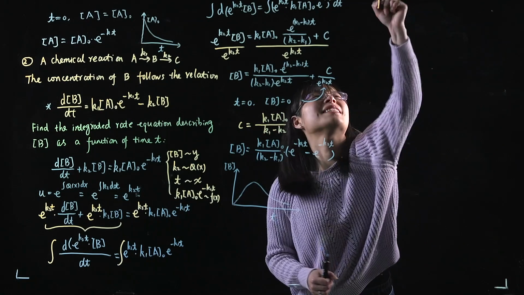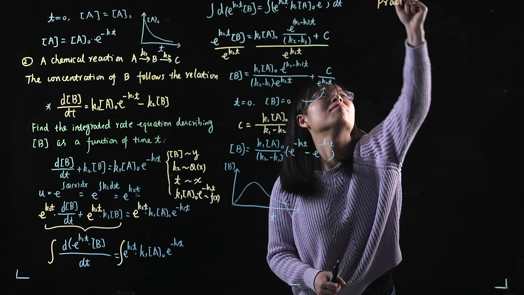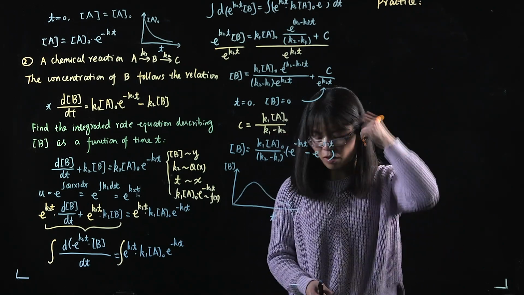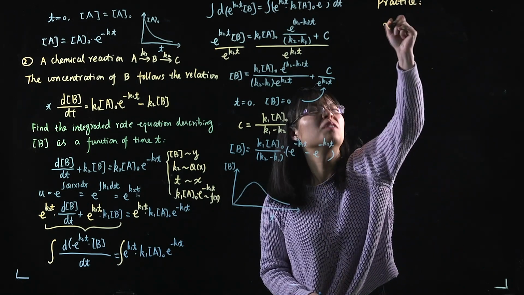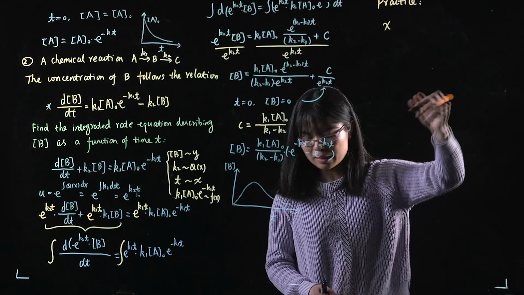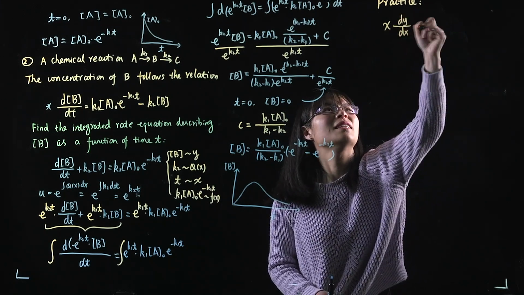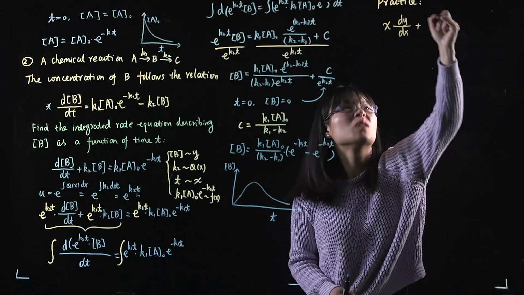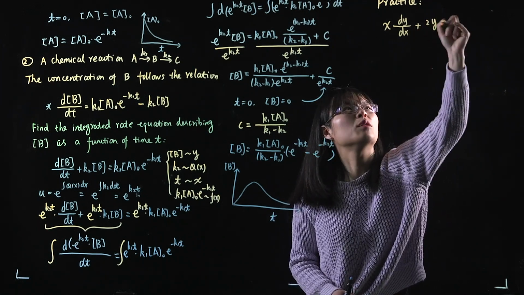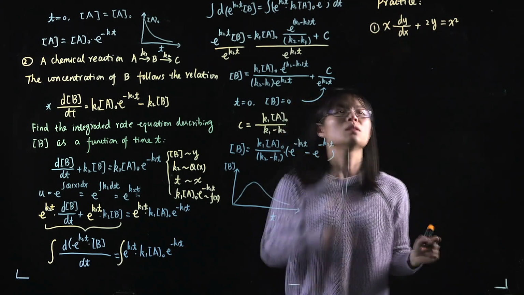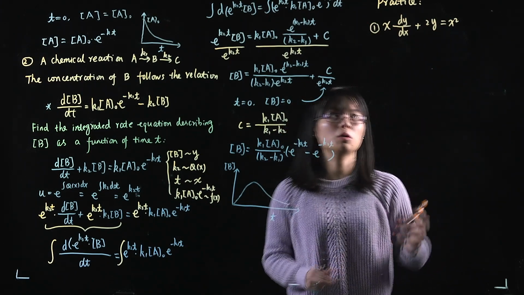Okay, practice time. I will give you two questions to solve, and you can work on your own. The first one is x times dy/dx plus 2y equals x squared. How to find out y for this differential equation?